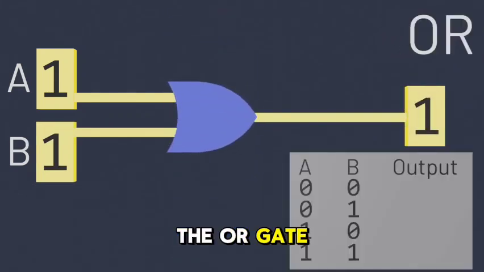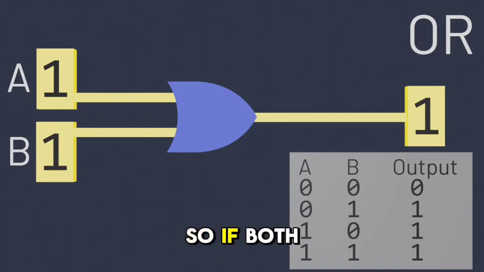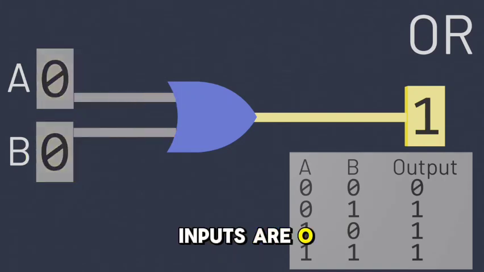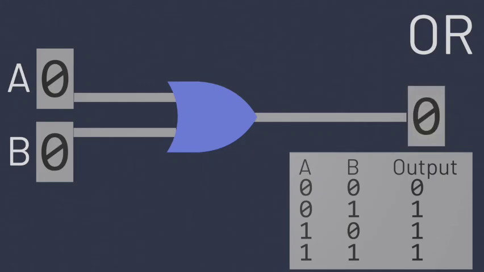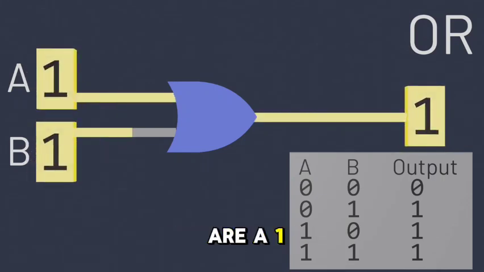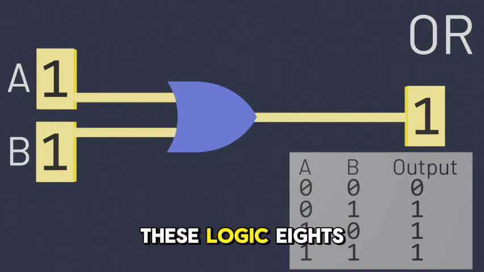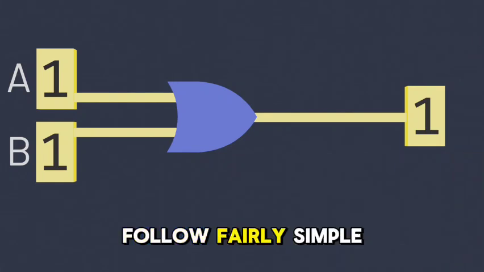The OR gate, meanwhile, is also a logic gate that takes two inputs. This gate outputs a 1 when A is a 1, or when B is a 1. So if both inputs are 0, the OR gate outputs a 0. But if either of the inputs is a 1, or both inputs are a 1, then the output of the OR gate is also going to be a 1. These logic gates on their own follow fairly simple rules.